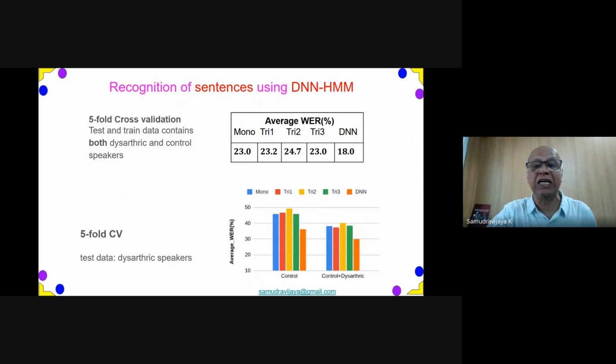And as you see here, the average now is 18%. Earlier it was 10.6%, now 18%. This is more representative. Secondly, we also did the other experiment, the five-fold validation. When this data was trained with only control speaker data, error was higher. When it was trained not only with the control speaker data, but also the dysarthric speaker data, error was lower. So it again points out the need for a larger amount of data.